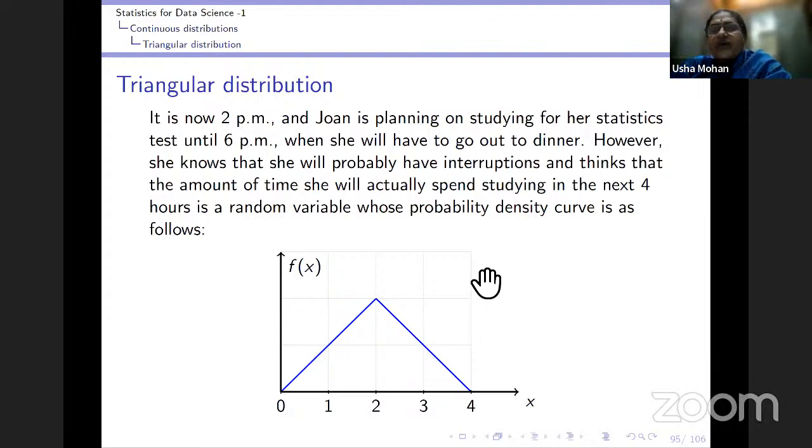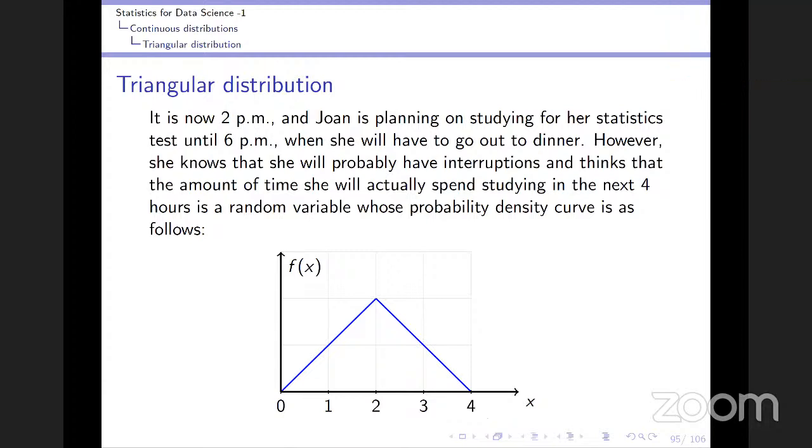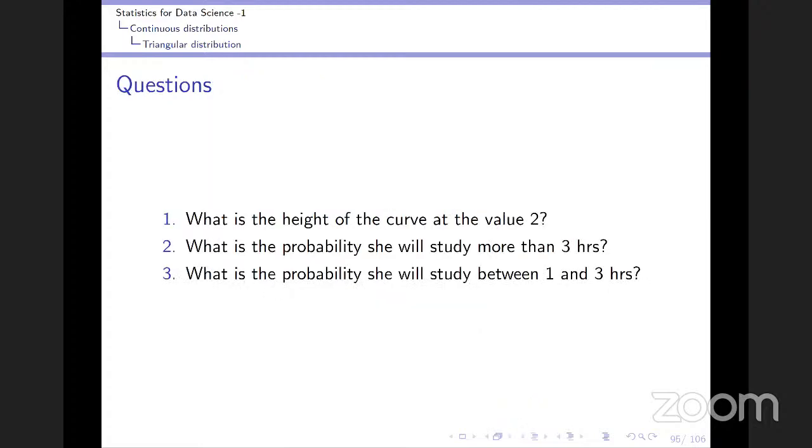It is 2 p.m. now, and I want to study for statistics till 6 p.m. So what is the total time interval here? 4 hours. Okay, but now I know that the actual time I would spend is a random variable. So what is the curve I'm plotting here? The time I would spend between 0 to 1, 1 to 2, 2 to 3, 3 to 4. This looks like a triangular distribution. Yes, ma'am. Okay, so now let's look at it.